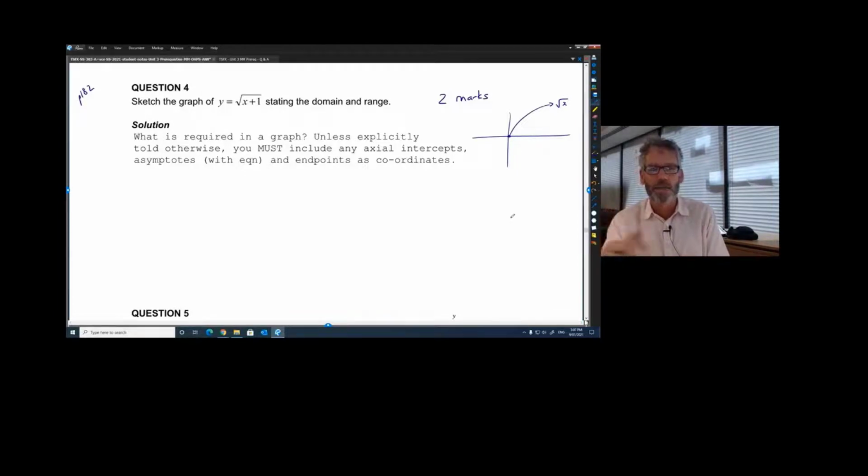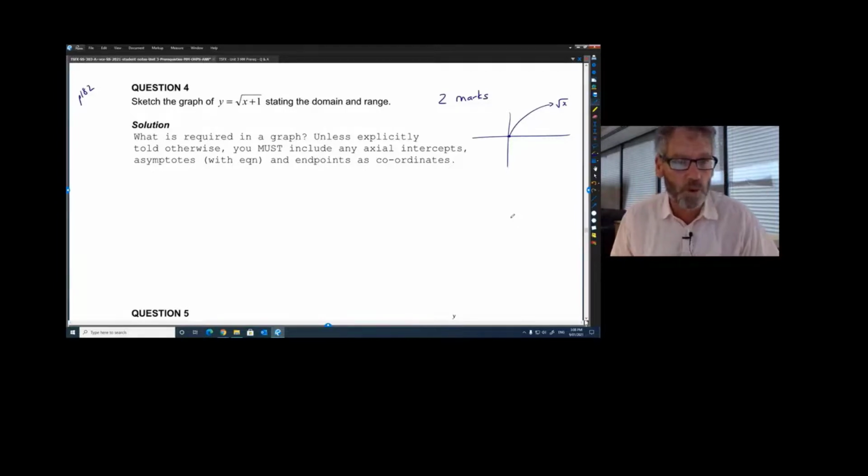If it's only worth 1 mark, we probably don't need much. But a good rule of thumb, I reckon, is to always include actual intercepts, so x and y intercepts, any asymptotes that are there, and whenever you draw an asymptote, logs, hyperbolas, exponentials, things like that, always include the equation of the asymptote, tan graphs, and endpoints, and always as coordinates. So let's look at this question here.